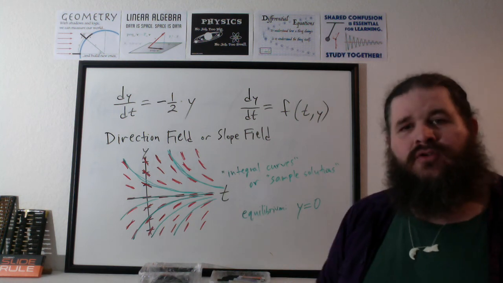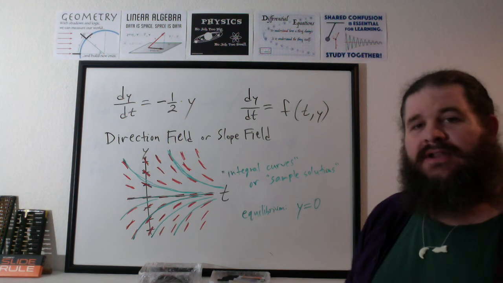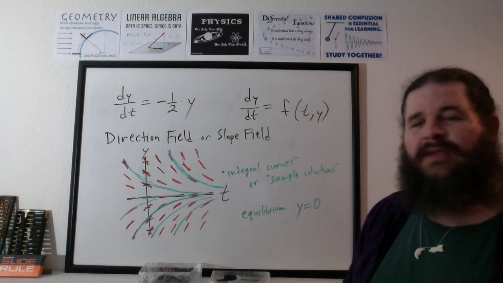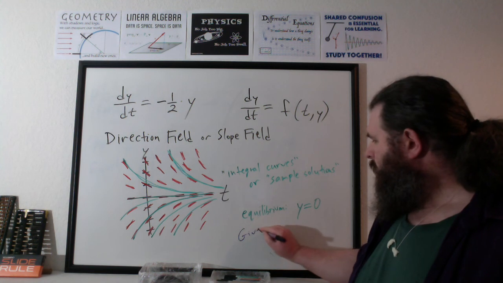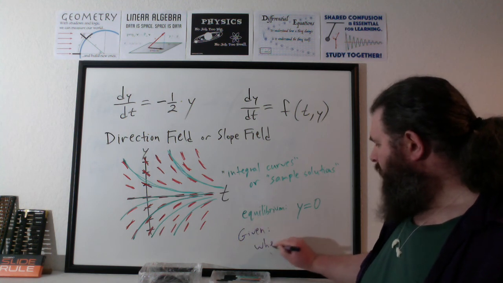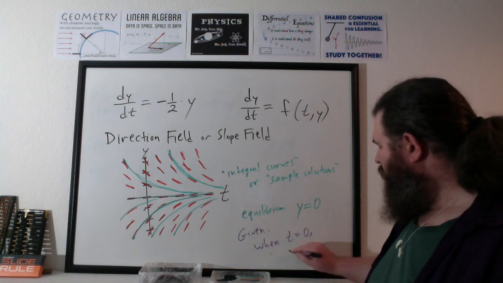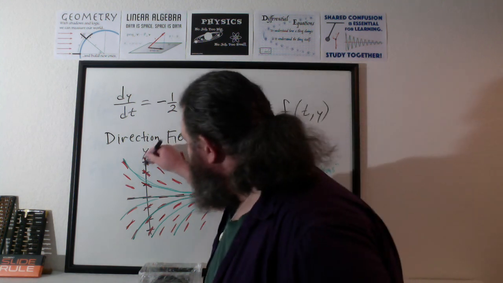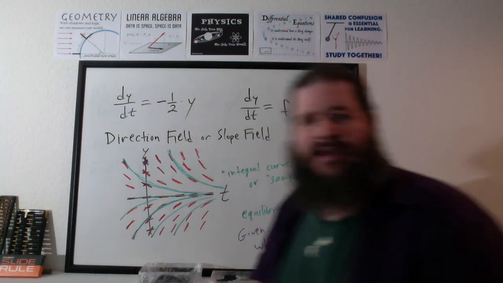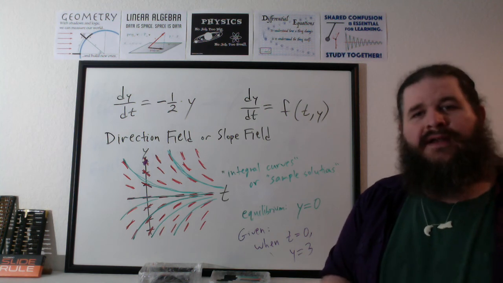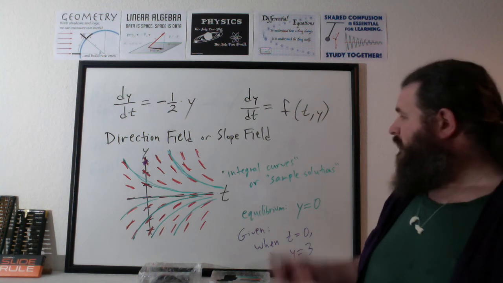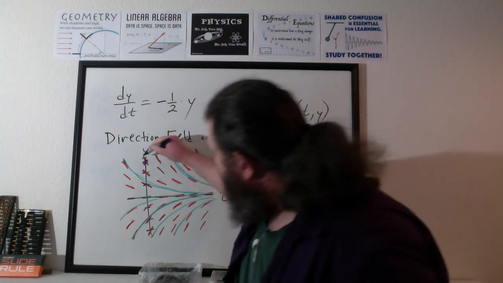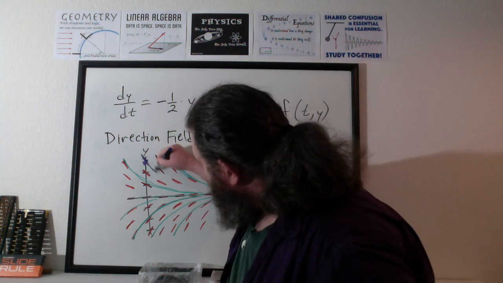But to narrow it down to one solution, what do you need? You need initial values. So let's say we happen to know the initial value. Let's say we know that when t is 0, y is 3. We could mark that on the graph. There's our initial value. And we could draw the one and only solution curve, the one and only sample solution that passes through that point. And that's going to look like this.